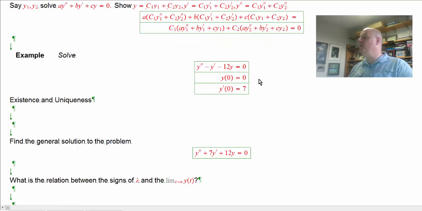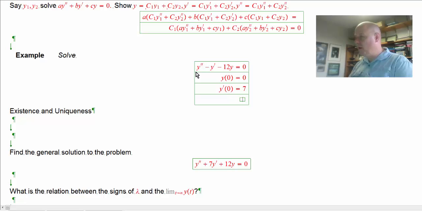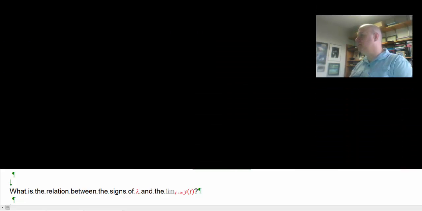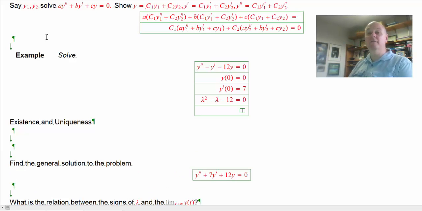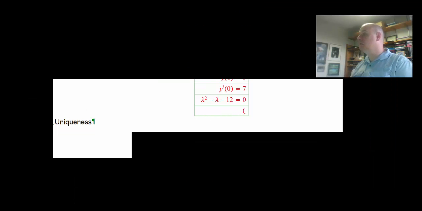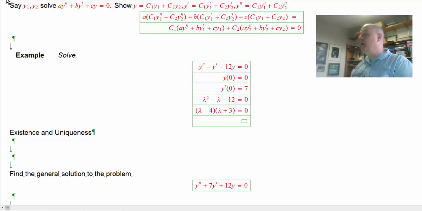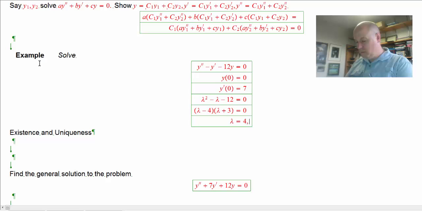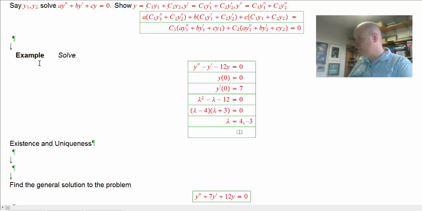Let's go through, let's solve an equation now. Let's just do an example. All right. Well, what's my first thing? Let's throw down our auxiliary equation. I can factor this auxiliary equation, and so I get lambda equals 4 or minus 3. So I get two little solutions then.